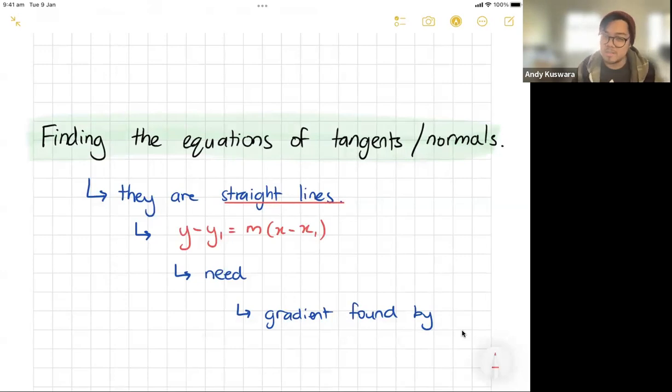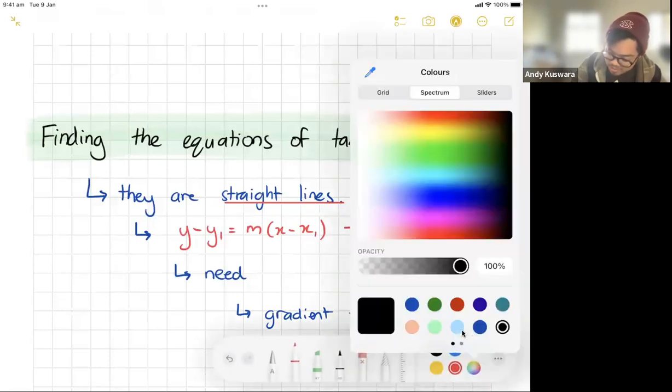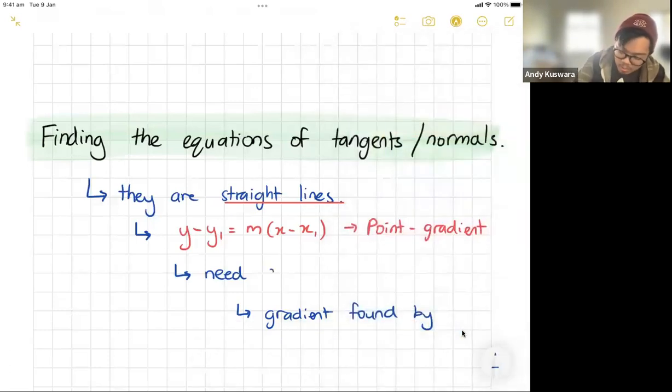y minus y1 equals m bracket x minus x1. And we call this the point gradient formula. This is where the groundbreaking stuff comes in. That means we need a point and we need a gradient.